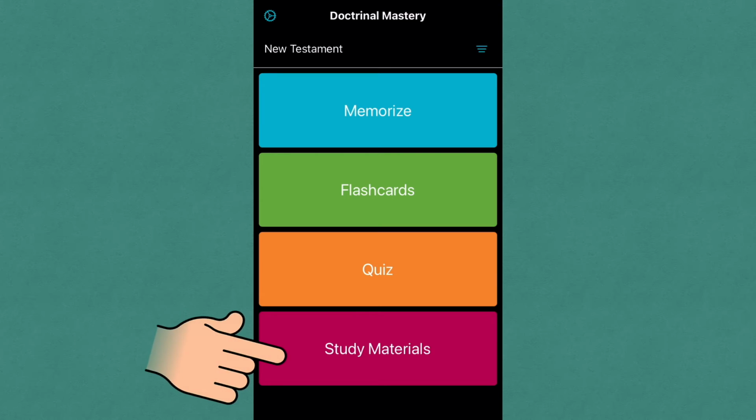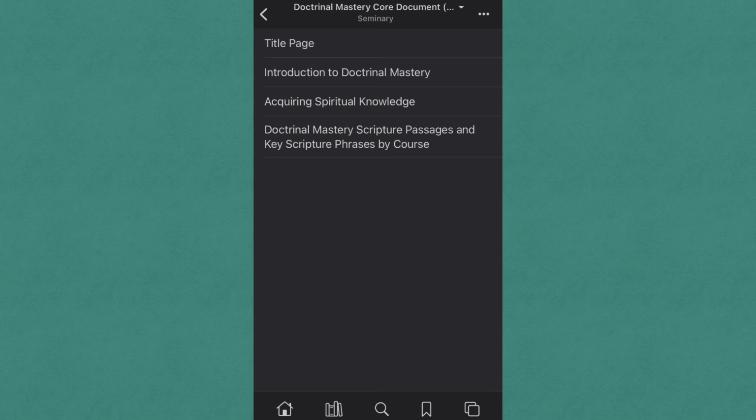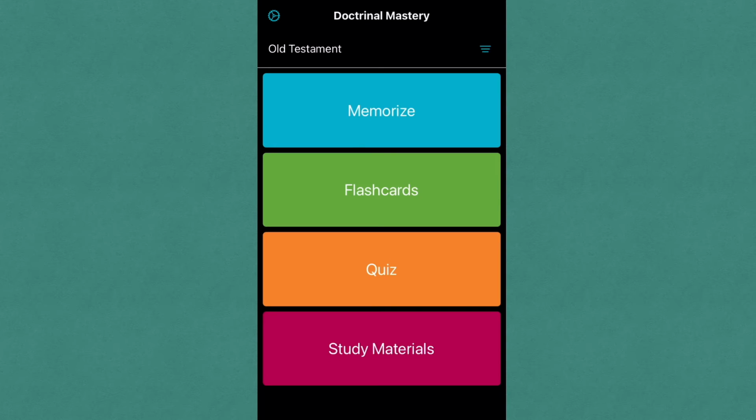And at last, we have the study materials. Selecting that will take you to the Gospel Library and the Doctrinal Mastery Core Document, the newest 2023 version. And there you have it.